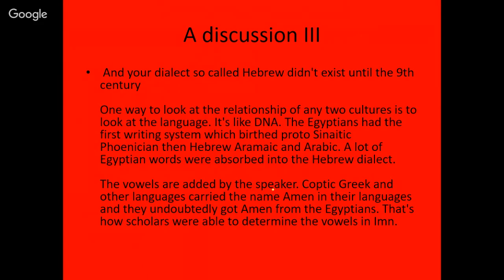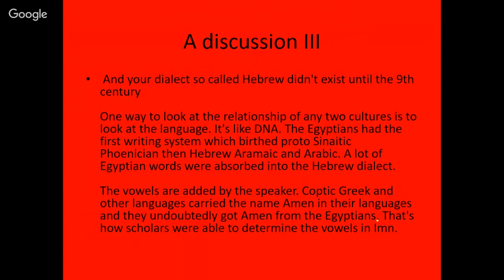The vowels are added by the speaker. The person keeps emphasizing that, and let's see how that shows it to be folly. Coptic, Greek, and other languages carried the name Amen in their languages, and they undoubtedly got Amen from the Egyptians. So, brothers and sisters, do we see where the person had to go from the Egyptian thing to the Coptic Greek? Just boom to boom? Because the question that I asked wasn't even answered.